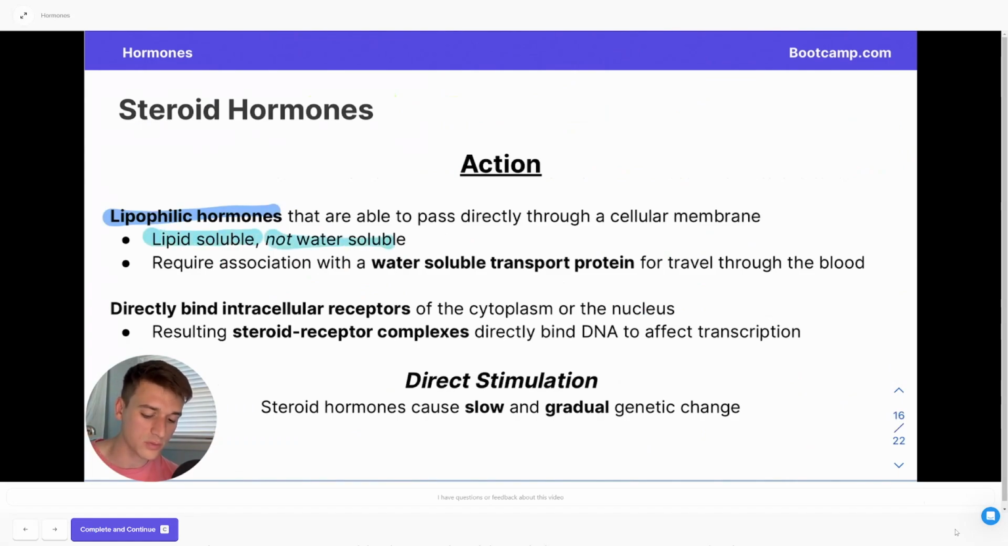So if we were going to transport steroids through the blood, for example, we would have to associate them with a water-soluble protein. What does it mean now that we can cross the cellular membranes directly? It means that rather than taking an indirect approach where we require a signal transduction cascade, we can jump right to direct stimulation, where our hormones are going to directly bind to receptors on the inside of the cell, and the hormone is no longer banished to an existence on the outside of the cell. And so once the steroids and the receptors come together, they will form something known as a steroid receptor complex, which will go on to directly affect DNA transcription, a process that is considered slow and gradual.